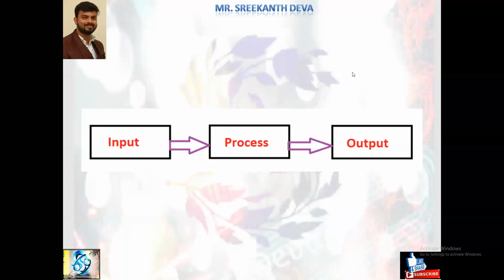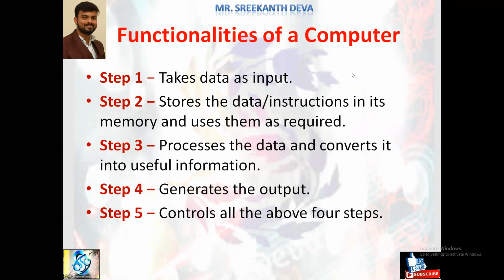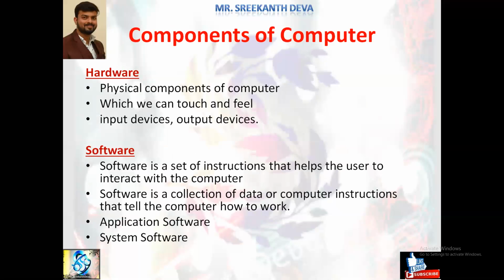Yes. So these are the steps involved in the functionalities of a computer. It takes data as an input, it stores it into the memory. After that it processes it and it generates some output. Coming to the components of a computer. Computers are basically categorized into two types: hardware and software. Here, what is hardware? Hardware is nothing but the physical components of a computer, what we can touch and feel.